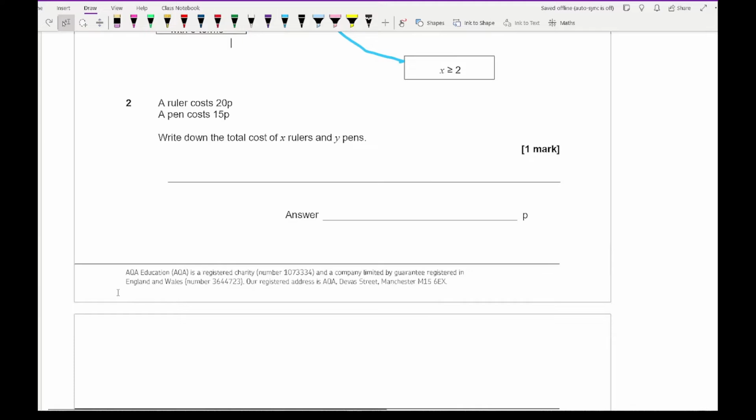Moving on to question 2, it says that a ruler costs 20 pence and a pen costs 15 pence. Write down the total cost of x rulers and y pens. So for this, all we need to do is do 20x plus 15y, and the reason why we're using 20 and 15, not 0.2 or 0.15, is because they want the answer in pence.